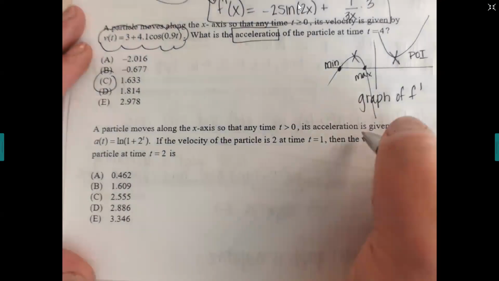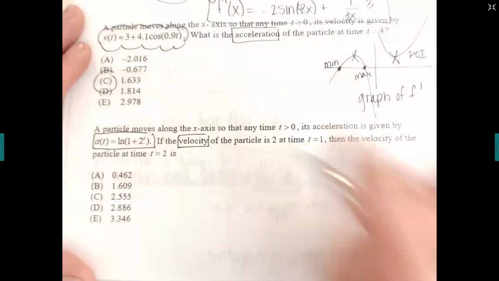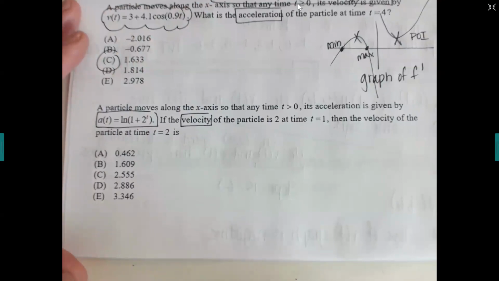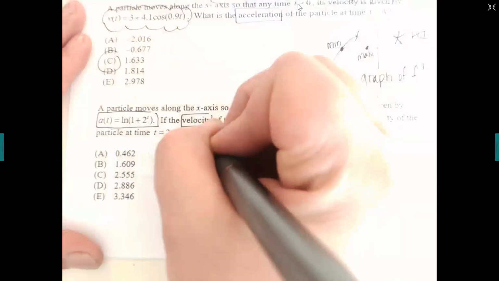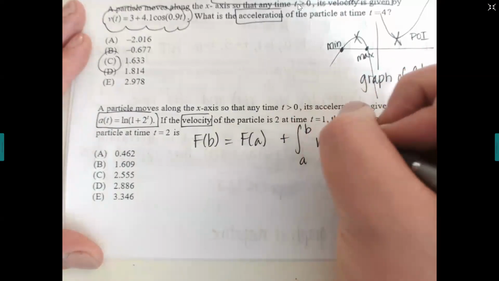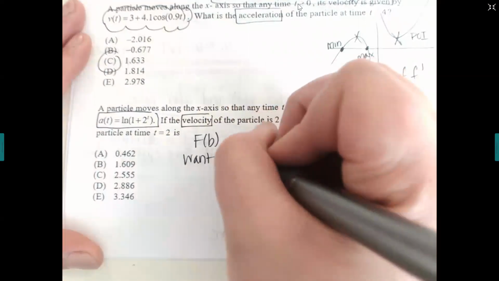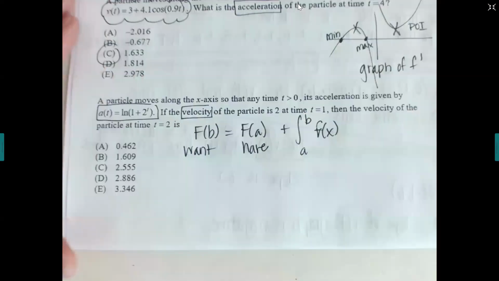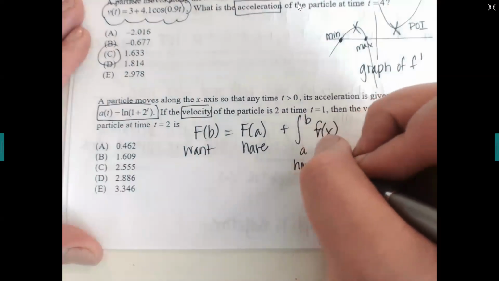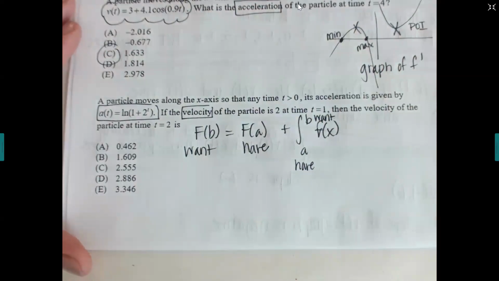We have acceleration given by this. We want the velocity. What is the relationship between velocity and acceleration? Antiderivative. Okay, so do you remember this? F of b equals f of a plus the integral from a to b. You remember that? And this is what we want. This is what we have. And then we're going to integrate from what we already have to what we want. That's exactly what this question is asking you, just in a weird way.